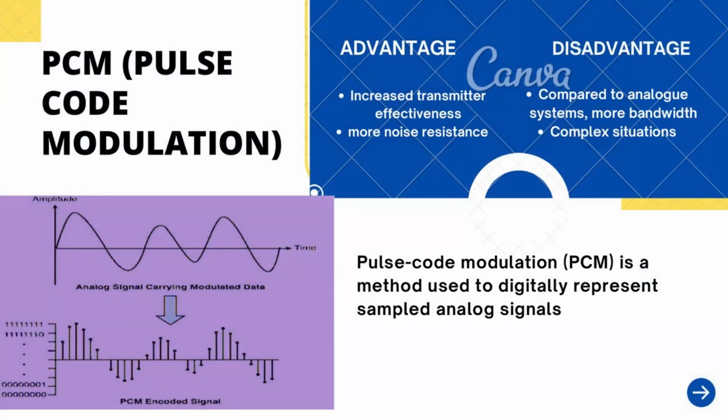Next is PCM, pulse code modulation. Pulse code modulation, PCM, is a method used to digitally represent sampled analog signals. For advantage, PCM is more noise resistant and increases transmitter effectiveness. And for the disadvantage, PCM needs more bandwidth compared to analog system. And the second one is that PCM is a complex one.